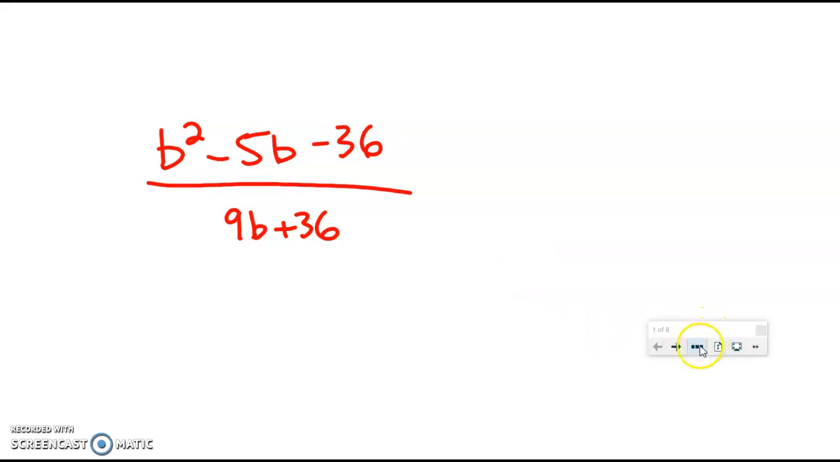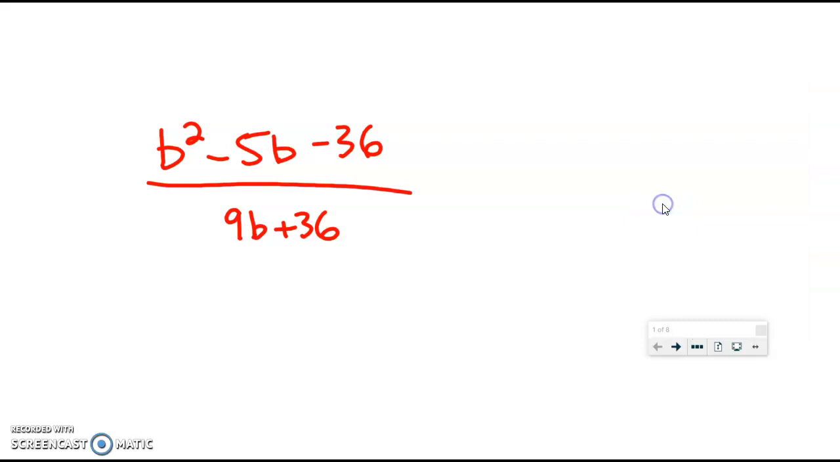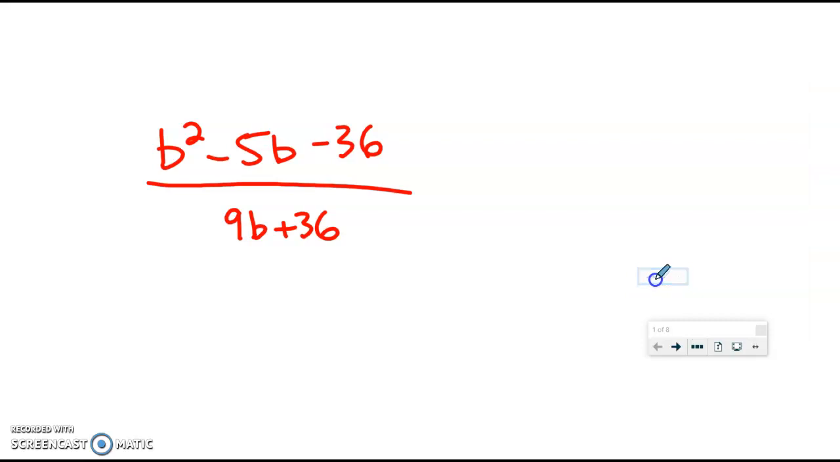Alright guys, so in this video what we're looking at is what we did today. Today we looked at multiplying and dividing rational functions, and we started off the period looking at something like this, in which we were told that we wanted to simplify this expression to the greatest extent.